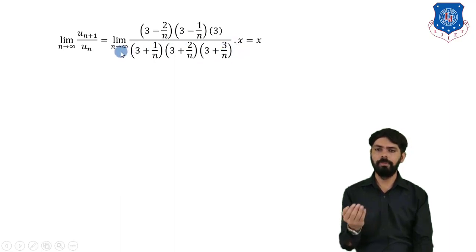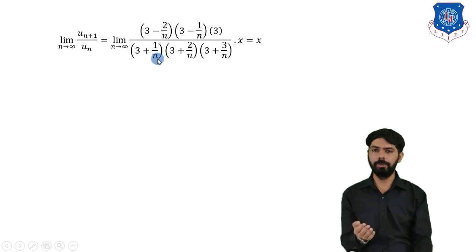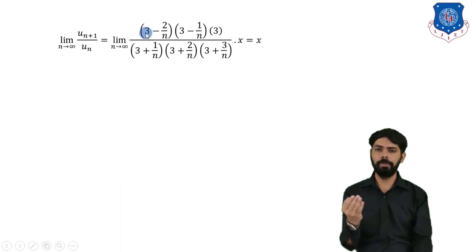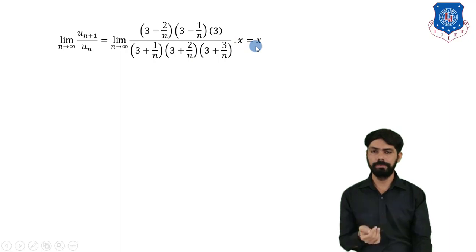So here we will replace n by infinity. Here 2 divided by infinity will be 0. Same way 1 divided by infinity will be 0, 1 divided by infinity will be 0, 2 divided by infinity will be 0, and 3 divided by infinity will be 0. So here it will be 3 into 3 into 3, that is 27, divided by 3 into 3 into 3, that is 27. So 27 divided by 27 cancels out. So into x, that is equal to x.